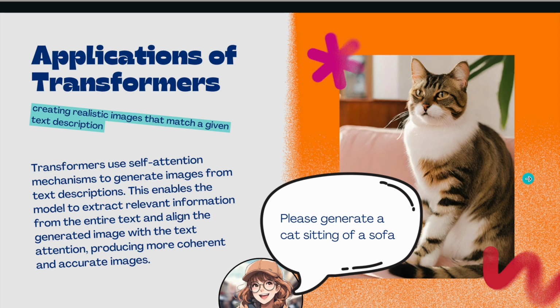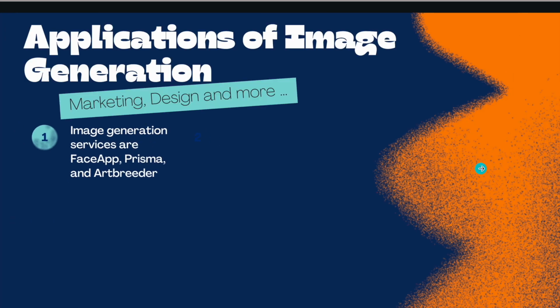Applications of image generation. Some popular apps that provide image generation services are FaceApp, Prisma, and ArtBreeder. These apps let users transform their photos into different styles, ages, genders, or even species. Image generation has many practical and industrial applications, such as medical imaging. Image generation models can help doctors diagnose diseases, plan surgeries, or visualize organs and tissues.